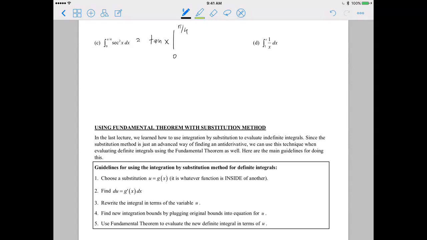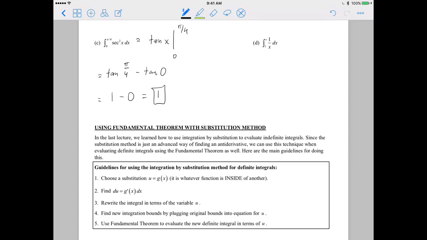Okay, so if we plug in our upper bound first, we're going to have tangent of pi over 4 minus the tangent of 0. And in order to get this problem correct, you have to know the unit circle. So that's why I gave you assignment 0 to help your unit circle skills. Tangent of pi over 4 is 1. Tangent of 0 is 0, and so the answer to that definite integral is just 1.